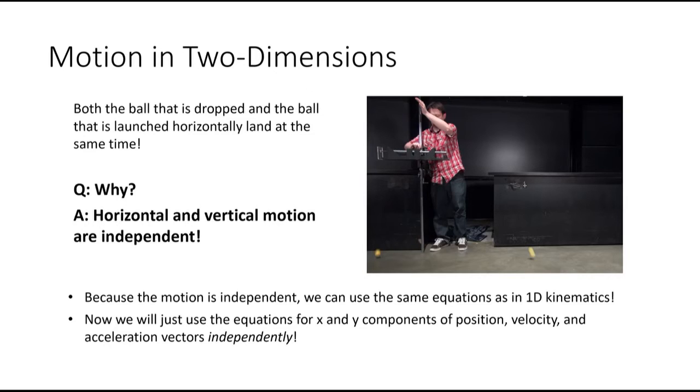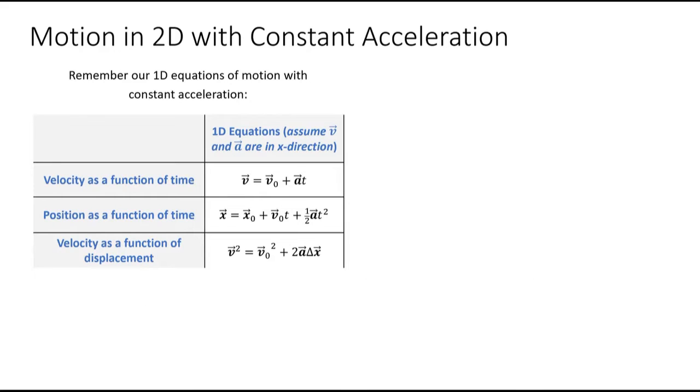All we have to do is break our position, velocity, and acceleration vectors up into x and y components, and then study that motion in the x direction and the y direction separately. Okay, and so how are we actually going to do that? Well, we're just going to use our same equations of motion in the case of constant acceleration that we learned in Chapter 2. So I have 3 of the 5 listed in this table here. These are the main 3 that we'll be using.